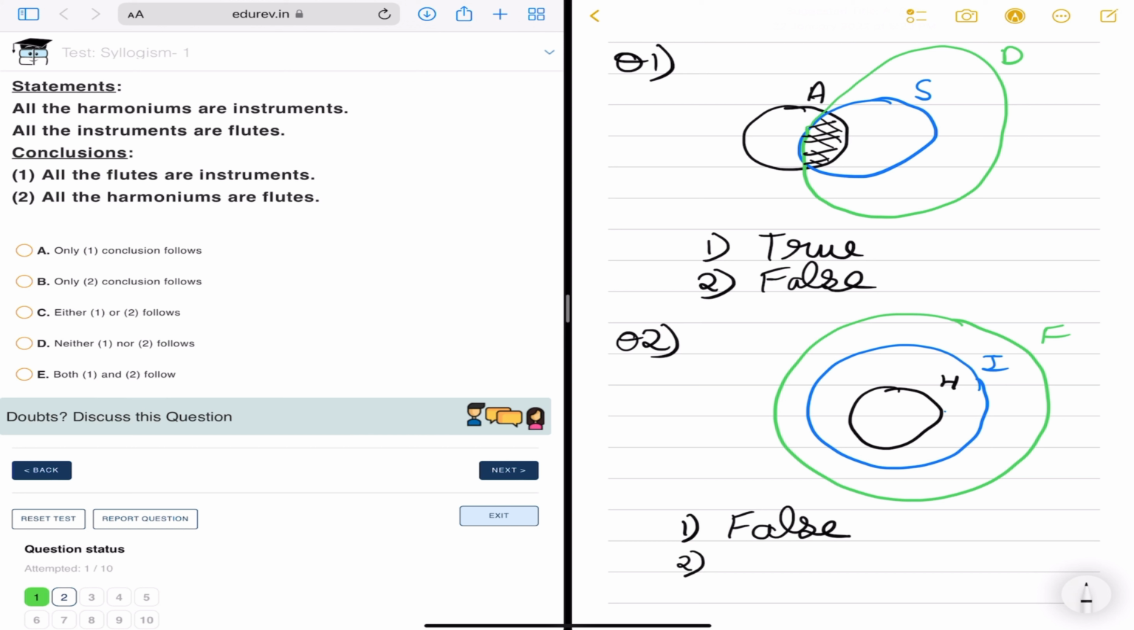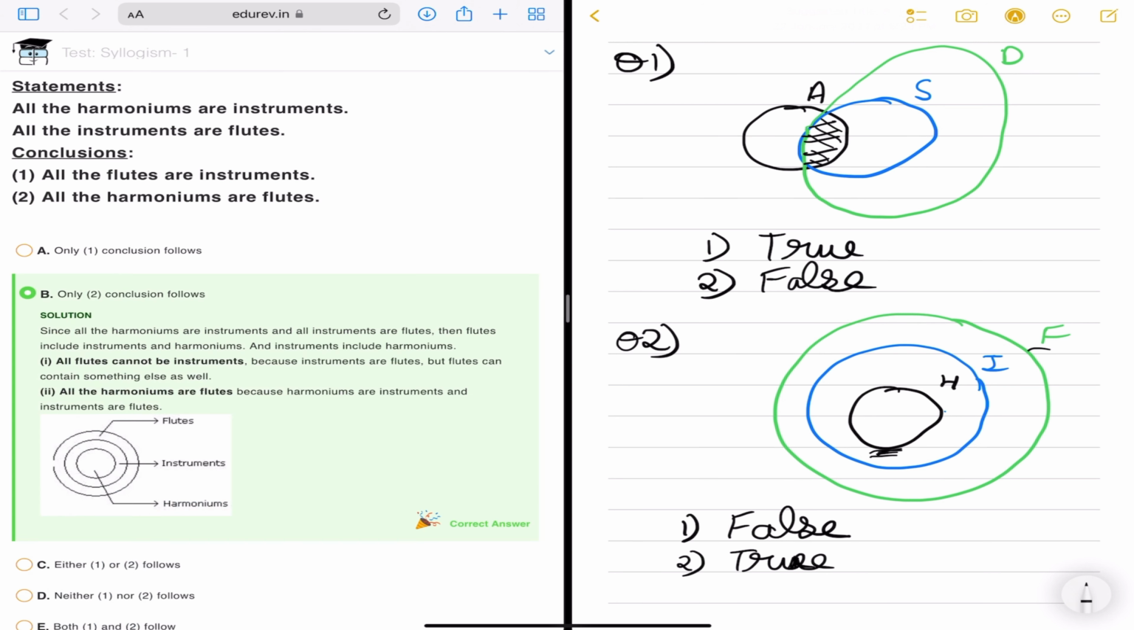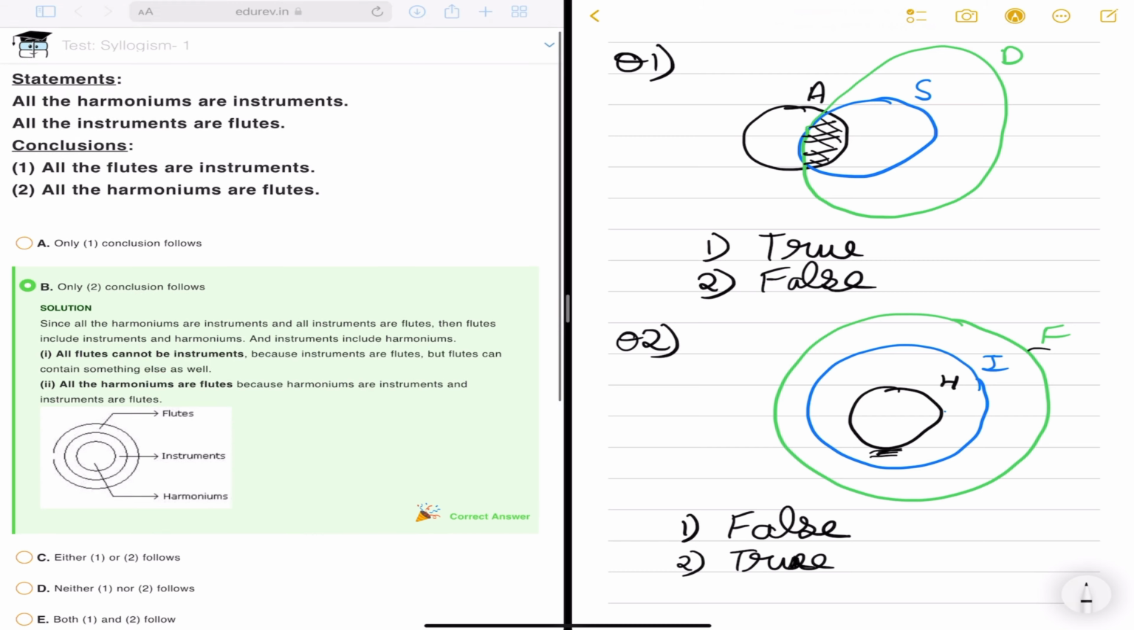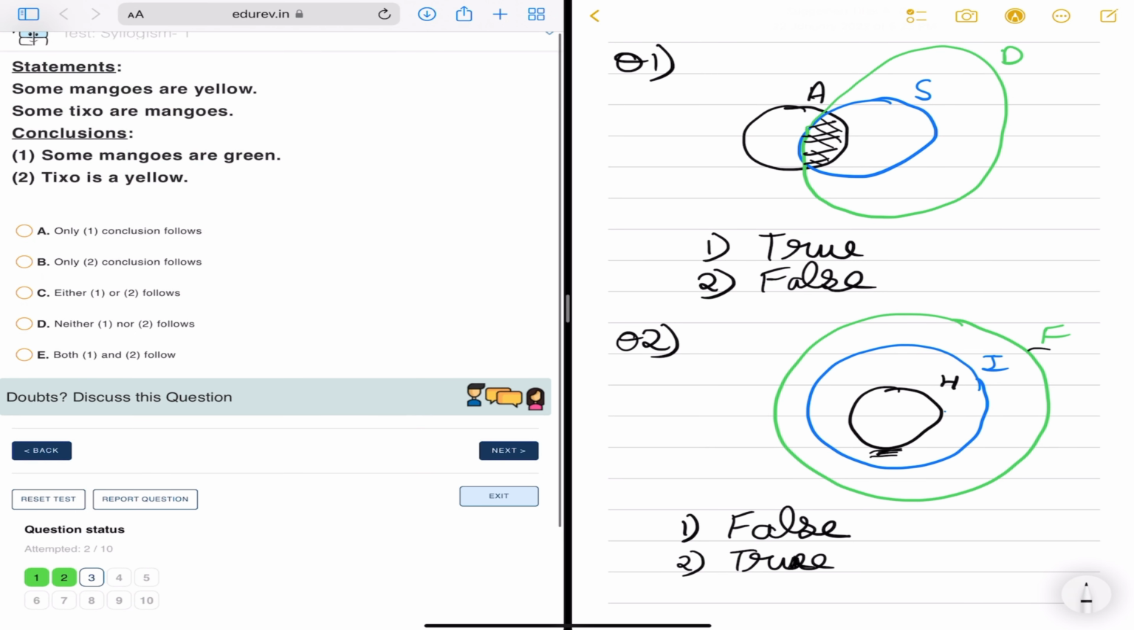For conclusion number 2 we have, all the harmoniums are flutes. You can see that here is our harmonium and all of them are instruments and all of the instruments are flutes. Therefore, all the harmoniums will also be flutes. Therefore, conclusion 2 is basically true. Great. So this means that only conclusion 2 follows. Therefore, the answer will be option B, only conclusion 2 follows. As you can see from the diagram here, all the harmoniums are instruments and all the instruments are flutes. Great. Now let's move on to the next question.